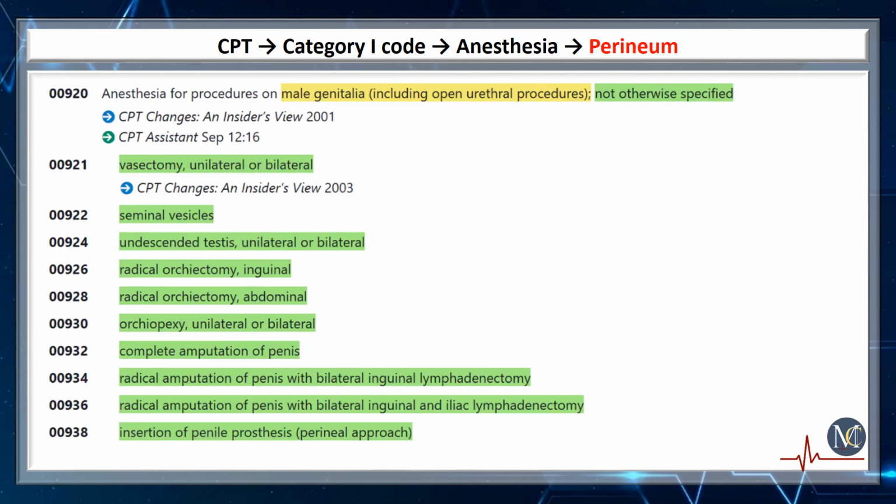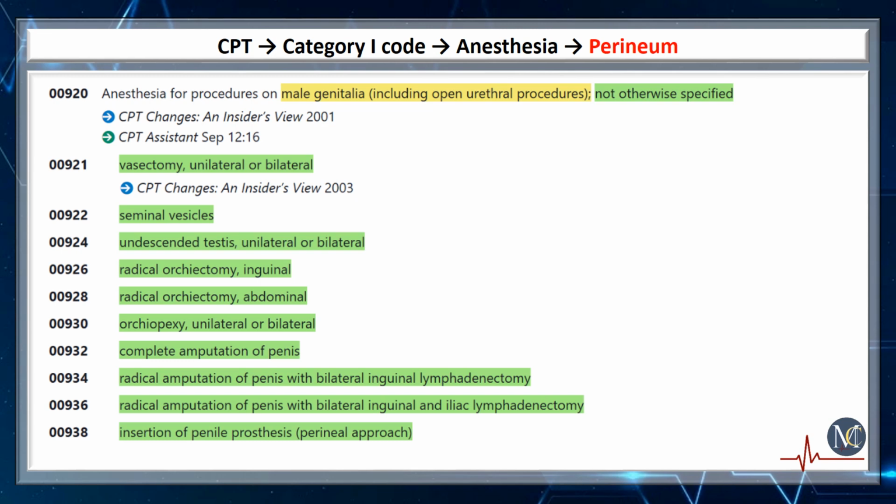Next code is 00920. Anesthesia for procedures on male genitalia, including open urethral procedure, not otherwise specified. It means the provider performs anesthesia services for a patient undergoing a procedure on male genitalia that is not specified by any other anesthesia code. As a part of the procedure, the provider may incise the urethra.